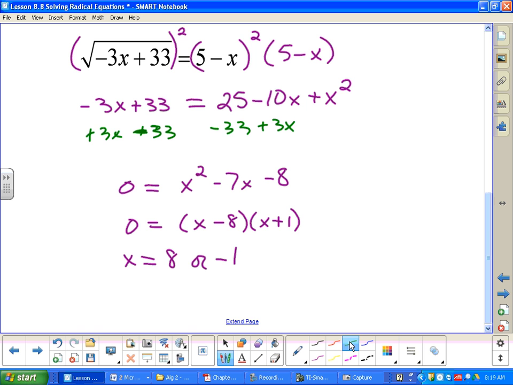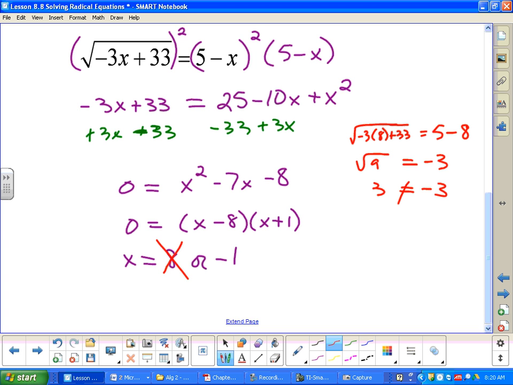So we'll start with the 8. Square root of negative 3 times 8 plus 33 equals 5 minus 8. So negative 24 plus 33 is 9, so the square root of 9 equals negative 3. 3 equals negative 3. Is that a true statement? No. 3 does not equal negative 3. So that means that 8 is extraneous and it does not work.